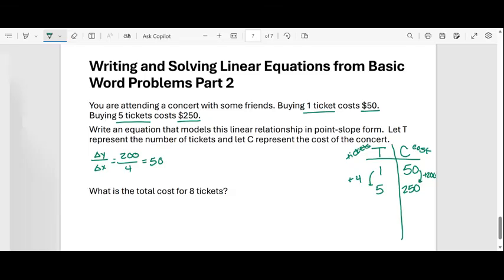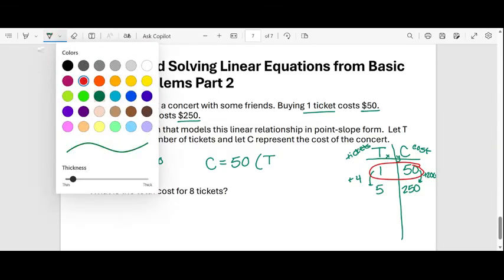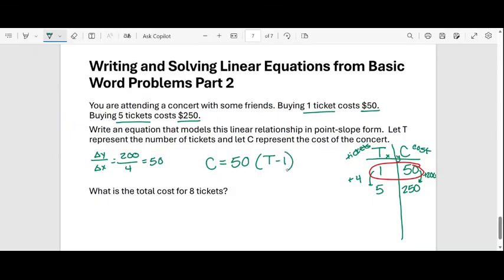Now, here's going to be the challenge. Instead of using x and y, so normally we use x and y, we have to use c and t. So our y is represented by c. So we're going to start with c equals instead of y equals, right? We're still going to put our slope first. Our slope is 50. But instead of x, we're using the letter t. So we're going to say (t, and then I'm going to pick just the first point here. Let's use this first point. So it'll be t minus 1, because we changed the positive 1 to a negative, and then plus 50. So that's a little tricky. Make sure you're using the c and the t instead of the x and the y.